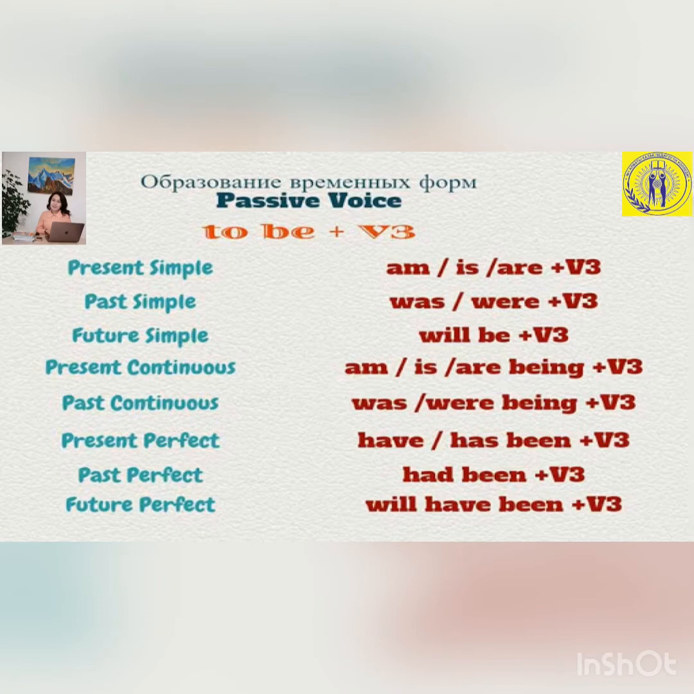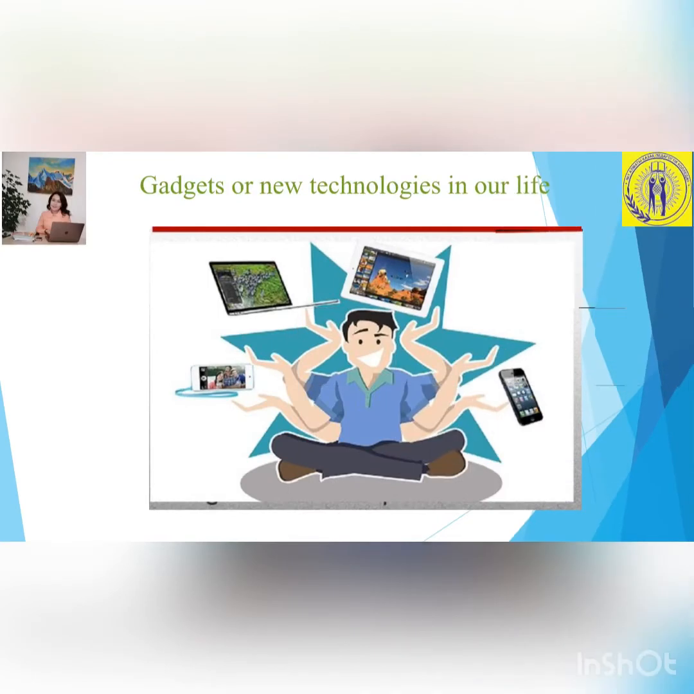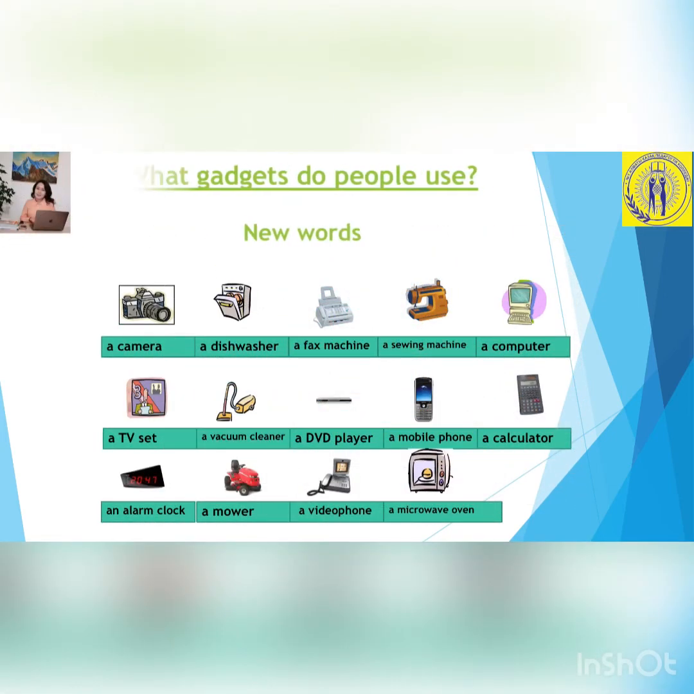Here is given the formation of passive voice in different tenses. Okay, now let's talk about gadgets or new technologies in our life. First of all, let's identify what a gadget is. A gadget is a small mechanical device or an appliance. Okay, now I want to ask, what gadgets do people use? In order to answer this question, we must learn new words.